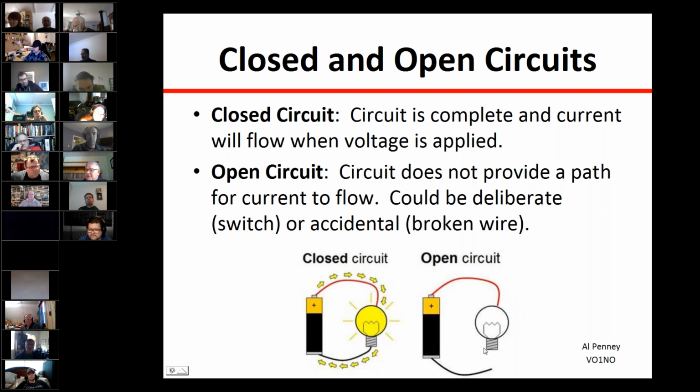This is an open circuit. You can see that the wires come disconnected from the light bulb. The light bulb doesn't light up, electrons can't flow, and the current path can't be completed. So that's an open circuit.